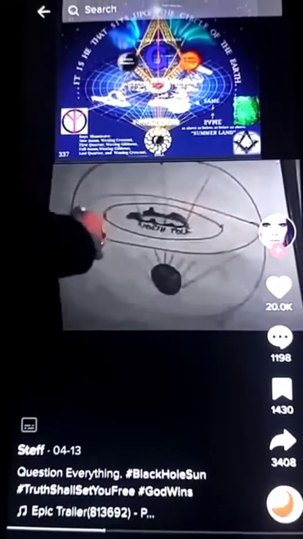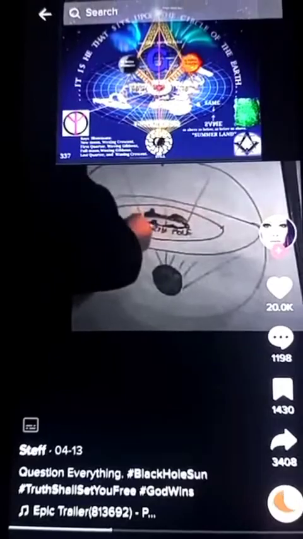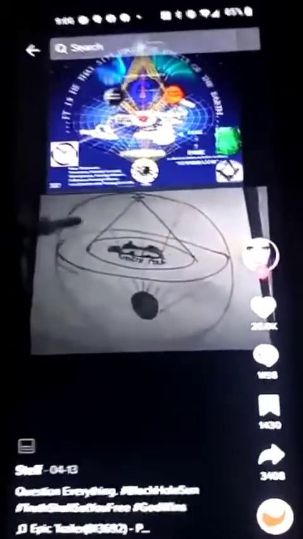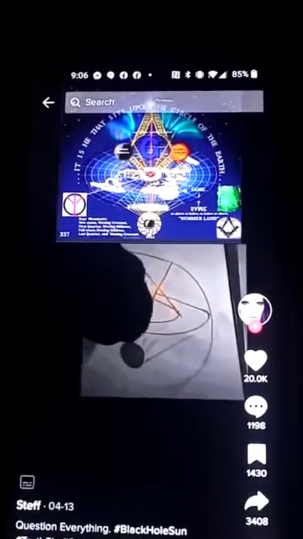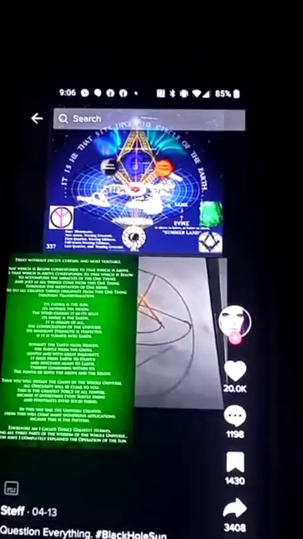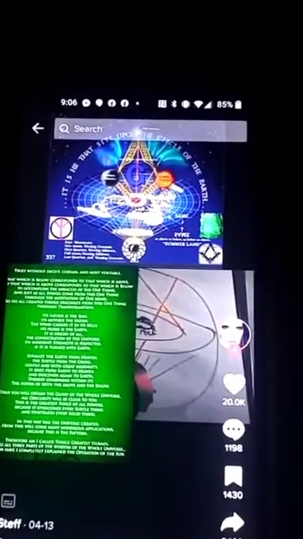He marks 2 points and connects them in a circle and writes equator. He draws 2 lines that go down from the polar star to the 2 points. The lines form a triangle. He highlights 2 of the rays coming out of the black sun and also forms a triangle, but vice versa. And he writes, as above so below.